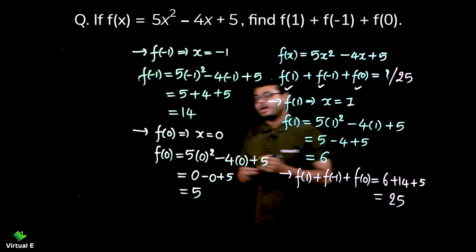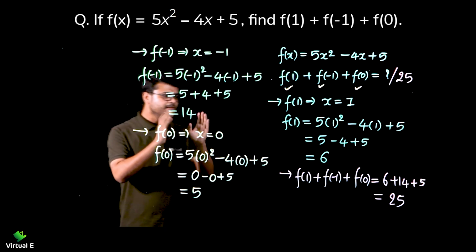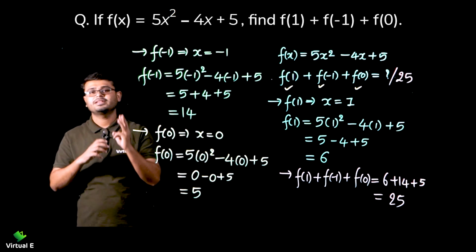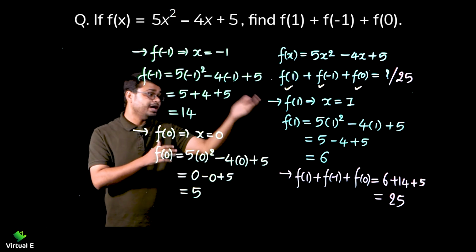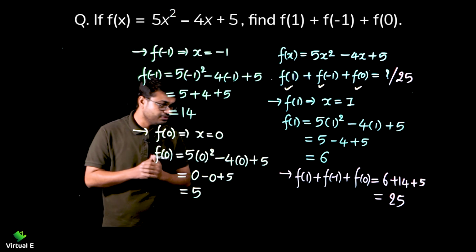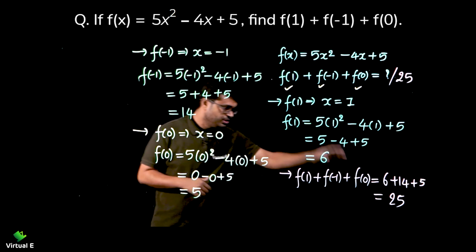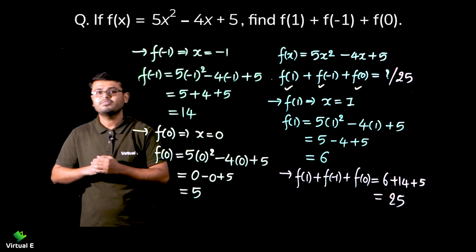25. This is a very easy question, right? But the only difference is you are supposed to find 3 values, then also you need to simplify it, right? So f(1) we have 6, f(minus 1) that is 14, and f(0) is 5. You add all of them, so you will get the answer 25. So this was the topic, value of polynomial.